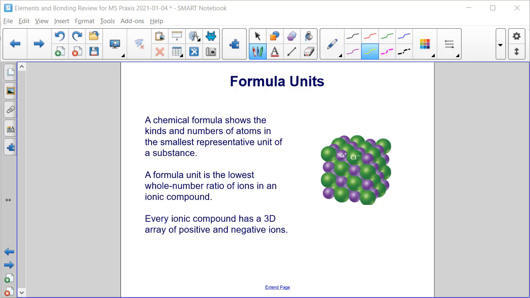Every ionic compound has a 3D array of positive and negative ions that shows how they are arranged. So for sodium and chloride ions, so sodium chloride, table salt, we see the sodium ion surrounded by these green chloride ions in this cube lattice shape. So the question becomes, how do we get from this arrangement to the written formula that we see for sodium chloride or any other ionic compounds?